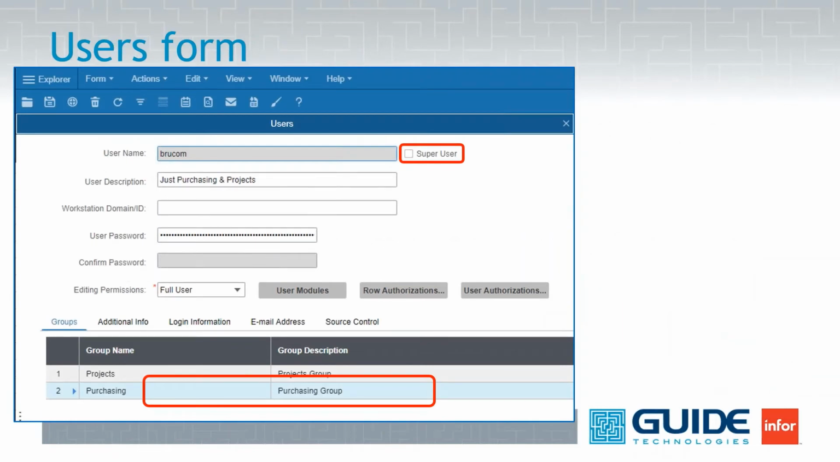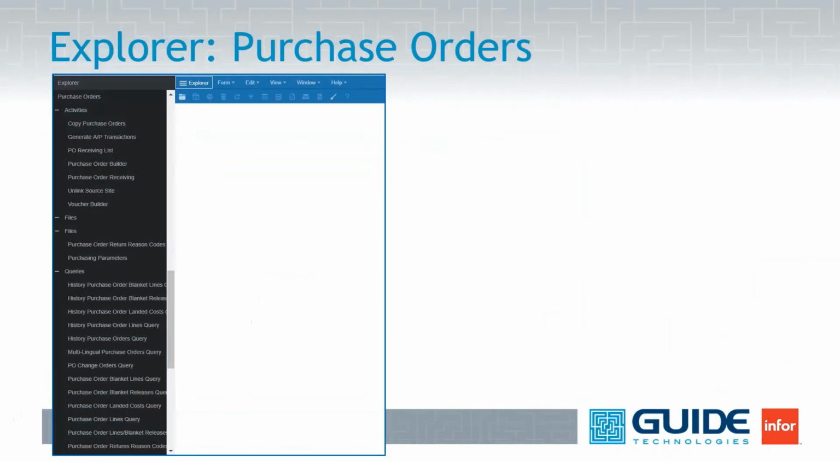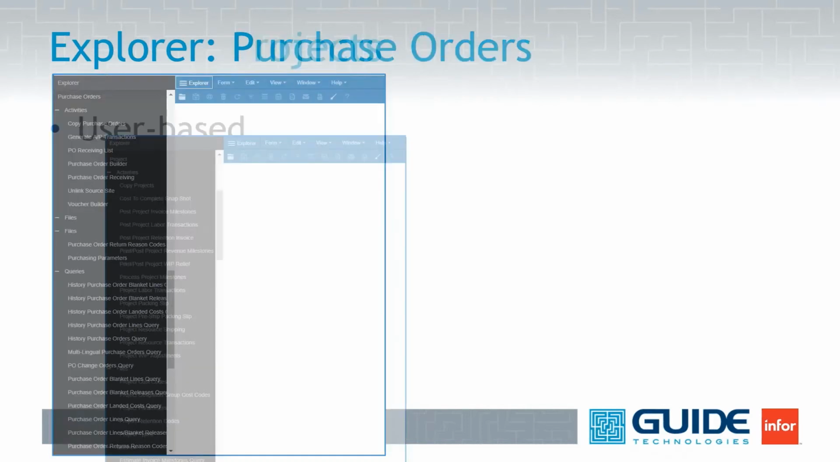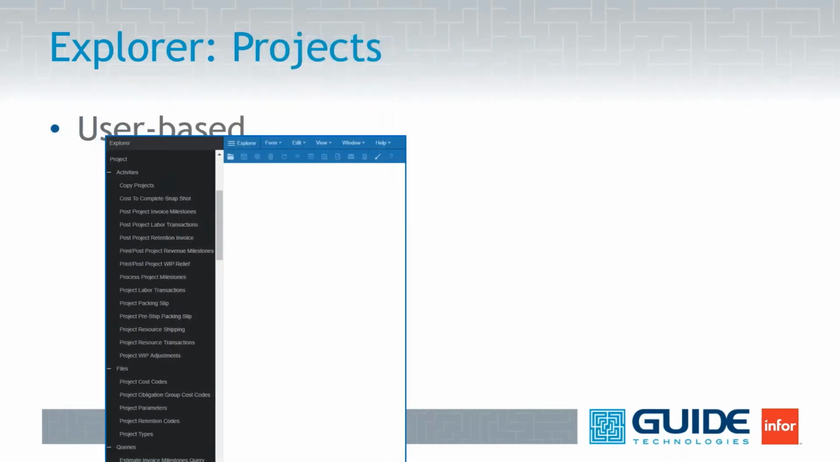And here's how they do it. They go into the users form, they set up the group just like you do now, but by virtue of setting up that user group, in this example, this person is in the purchasing group and the projects group. And when they go into the Explorer, they're going to see all of the purchasing forms and all of the projects forms.